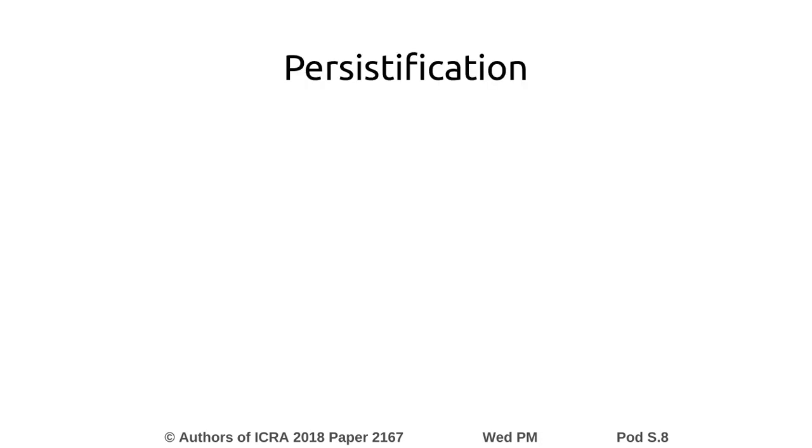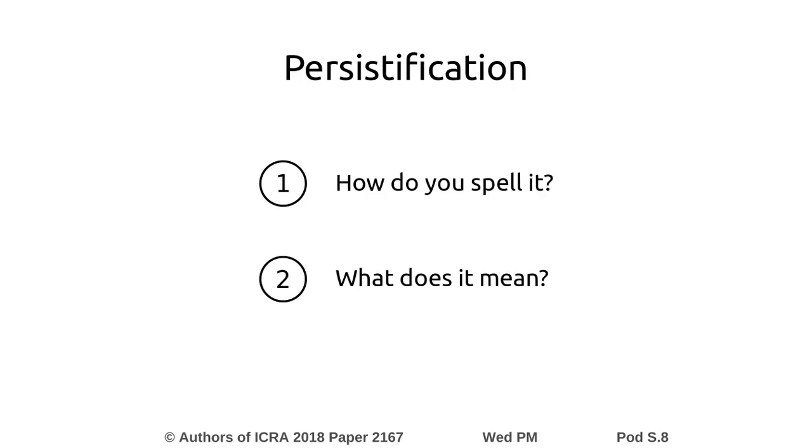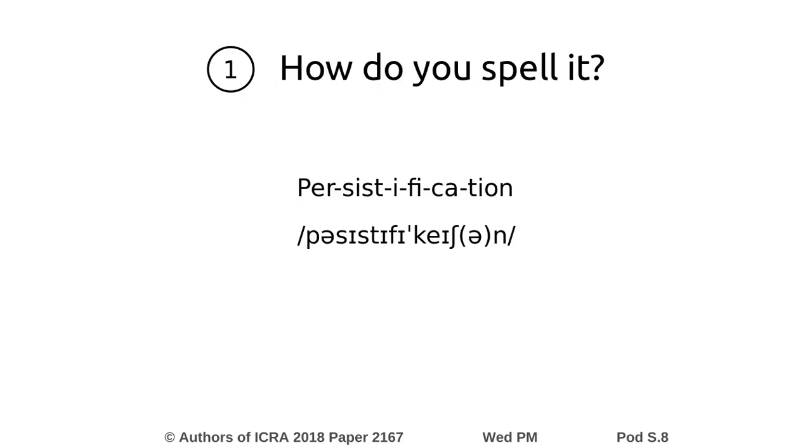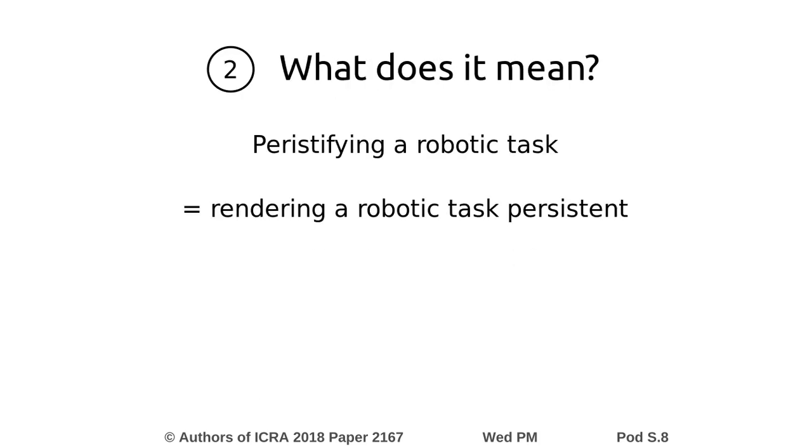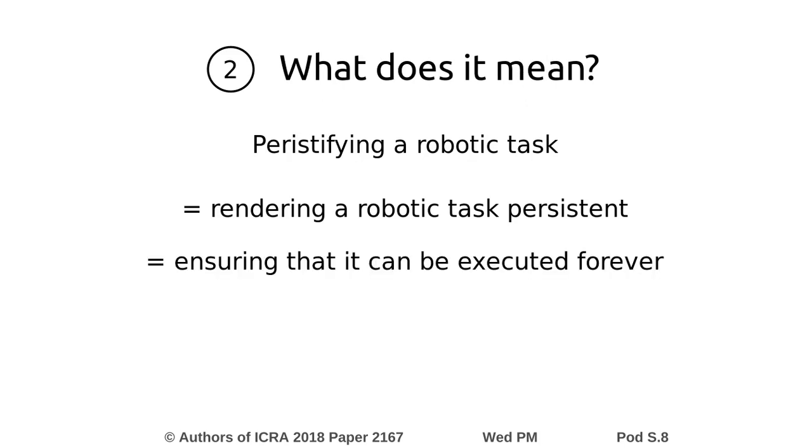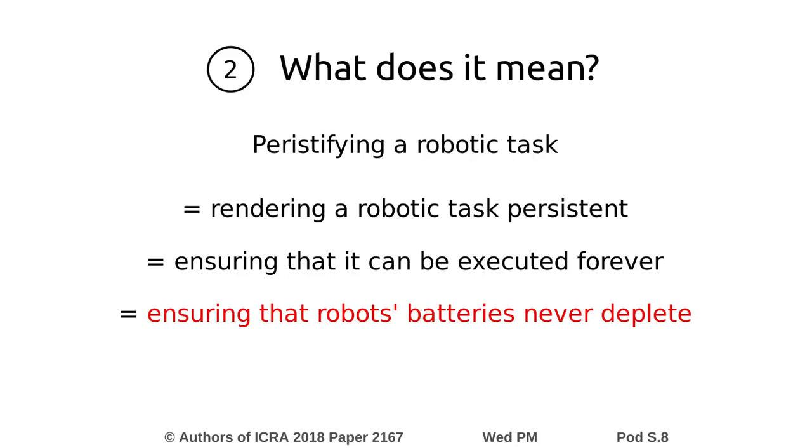So let's talk about persistification. First of all, how you even spell it, and second, what it means. Well, the first question is easy, so let's focus on the second one. Persistifying a robotic task means rendering it persistent, in the sense that it can be executed forever. In practice, this means that the robots executing the task never run out of battery.